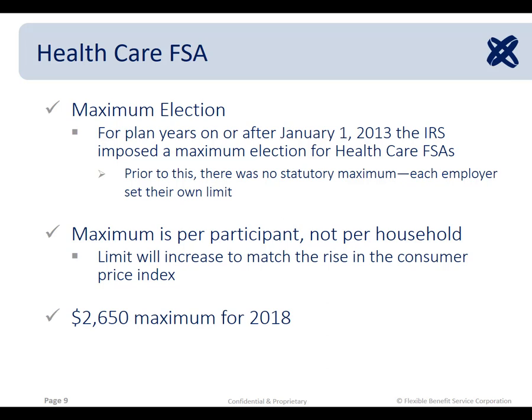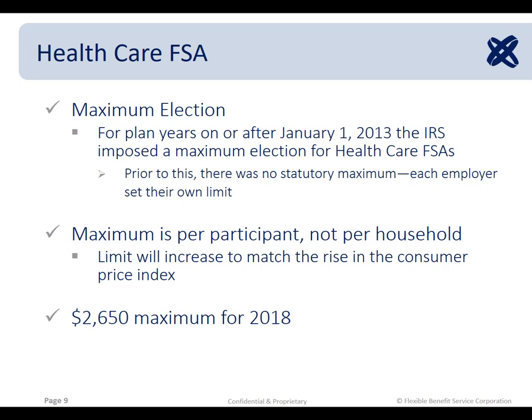The maximum is per participant, not per household. So an employee and his spouse could both participate in the FSA with their respective employers and elect up to the maximum allowed. This maximum started at $2,500 and was set to increase to match the Consumer Price Index. Now, for 2018 plan years, the maximum election amount is $2,650. An important note here is that carryover amounts do not affect the maximum election for the next plan year.